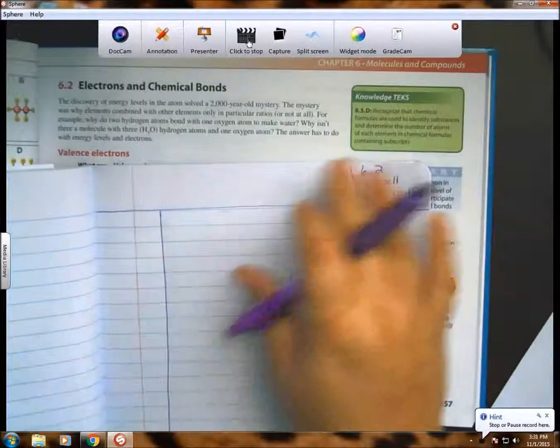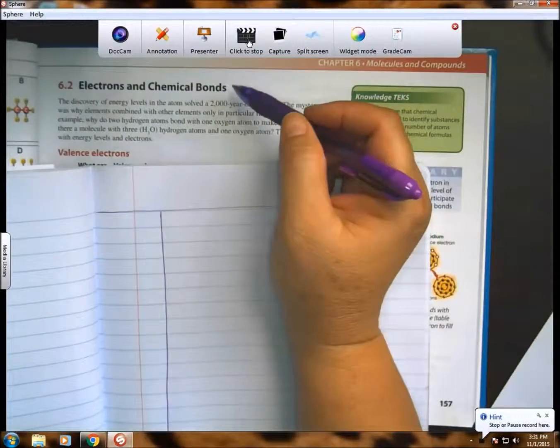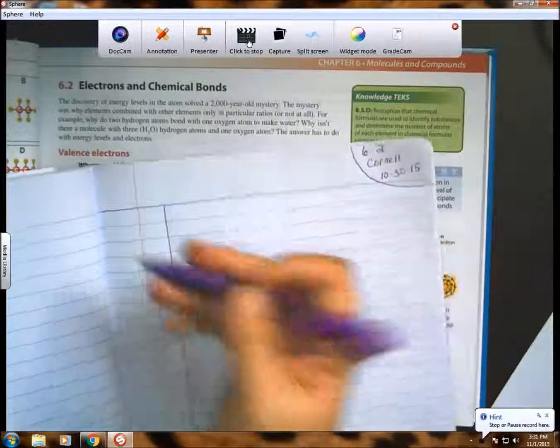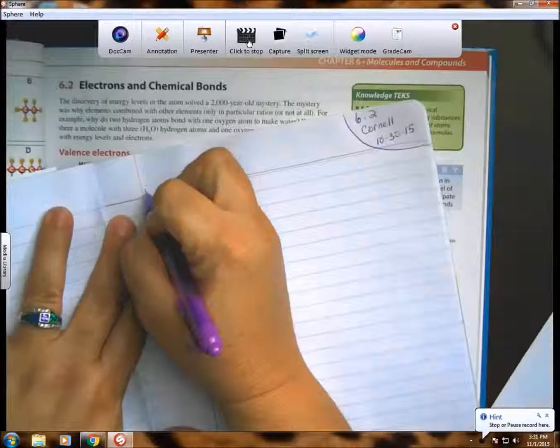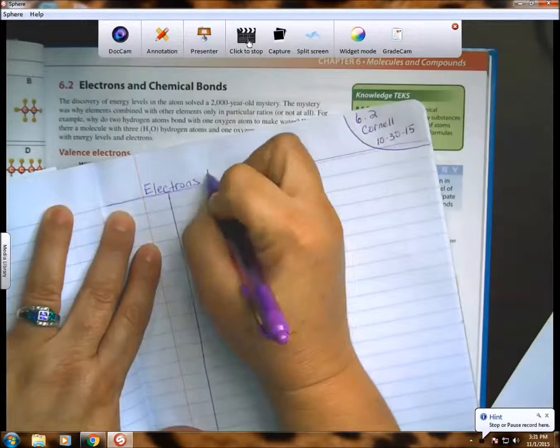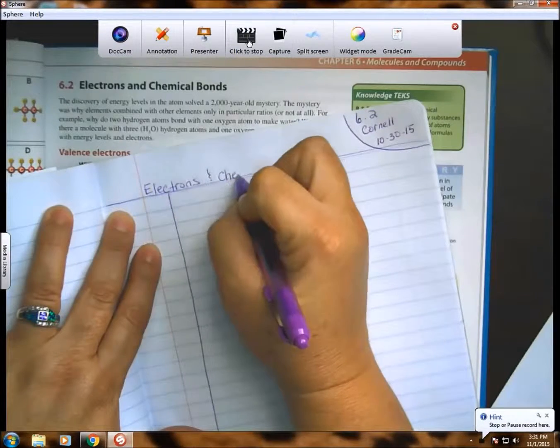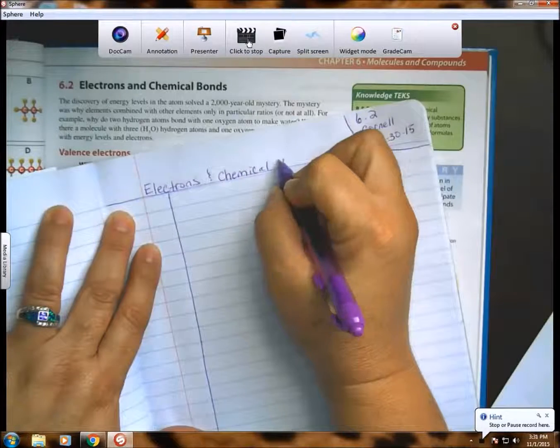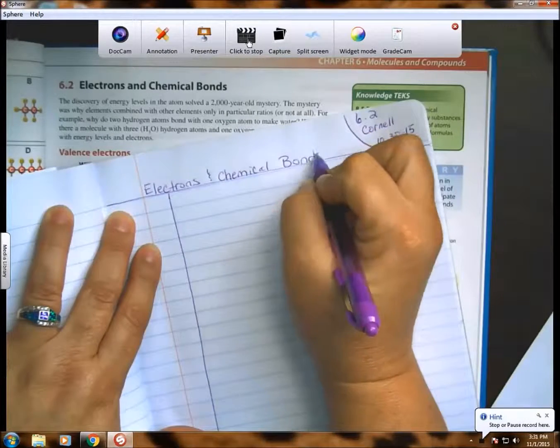And Chapter 6, Section 2 is called Electrons and Chemical Bonds. So that's going to be the title of this page. Electrons and Chemical Bonds. Okay, so let's start reading.